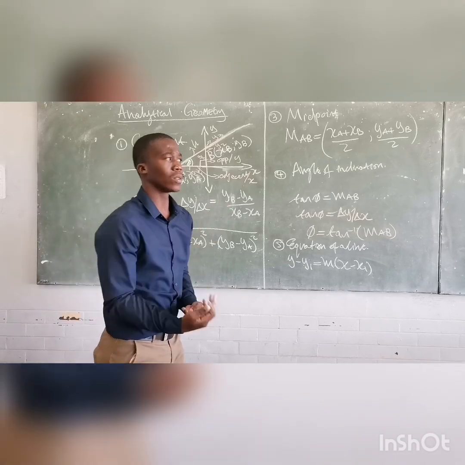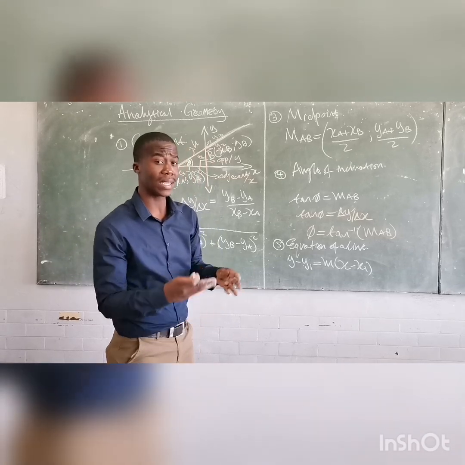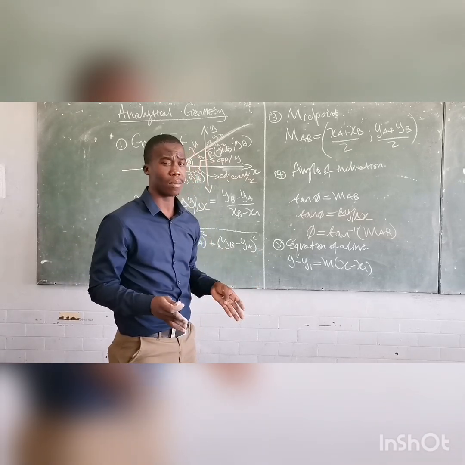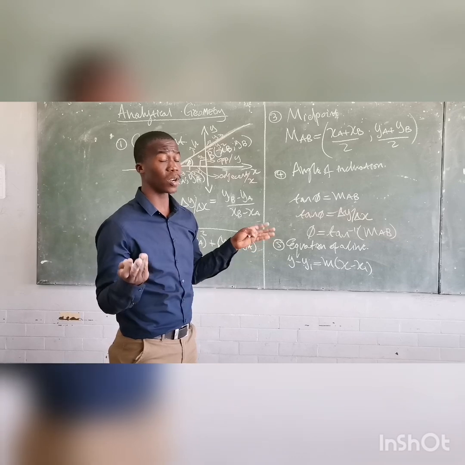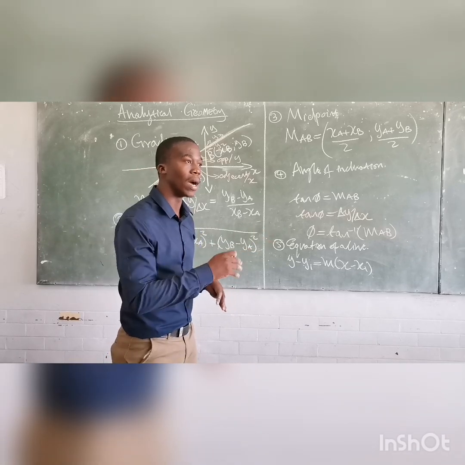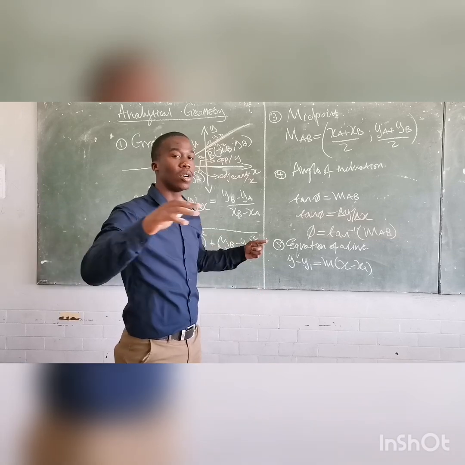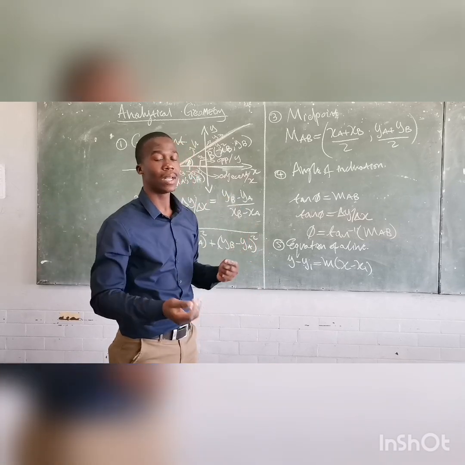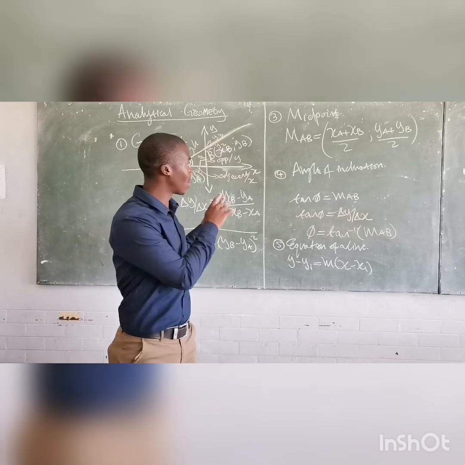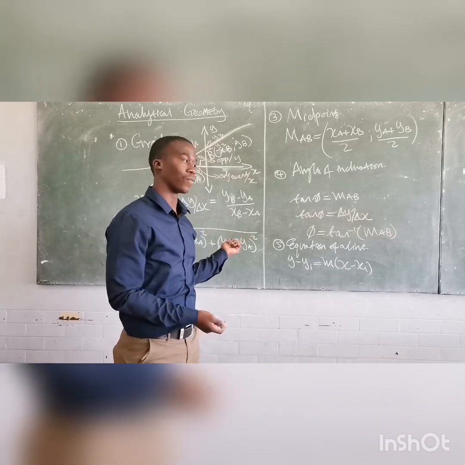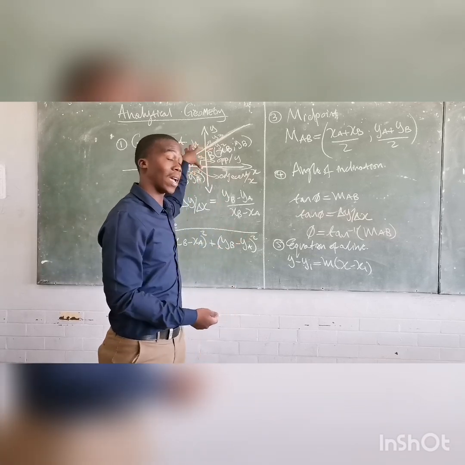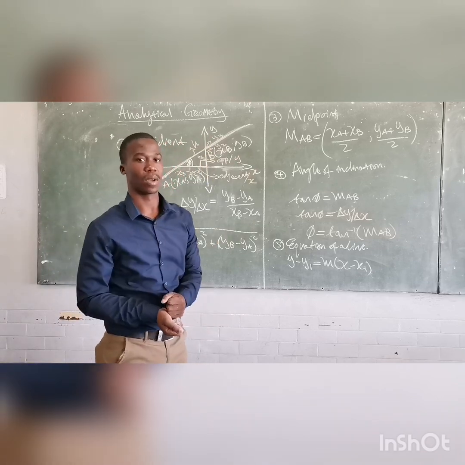Then there are other things you must know, such as parallel lines. If lines are parallel, their gradients are the same. If lines are perpendicular, the product of their gradients must give you minus 1. When we talk of collinear points, these are points that lie on the same straight line, right? We're still going to cover that in the next chapter, where we apply all these formulas that we just learned about.